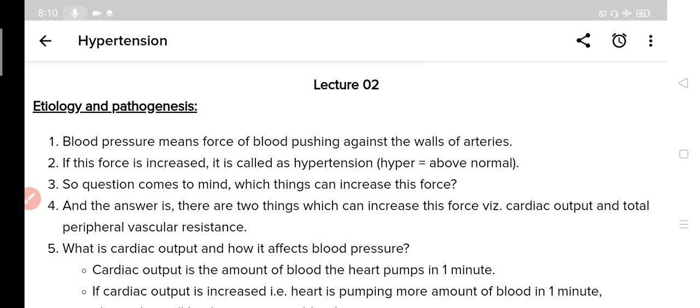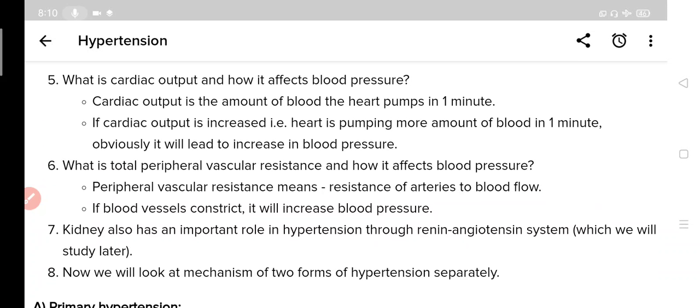So the question naturally comes to our mind: which things can increase this force? There are two things that can increase this force: cardiac output and total peripheral vascular resistance. Now we will look at what cardiac output is and how it affects blood pressure. Cardiac output is the amount of blood the heart pumps in 1 minute. So obviously if cardiac output is increased, that is, the heart is pumping more blood in 1 minute, it will lead to an increase in blood pressure.